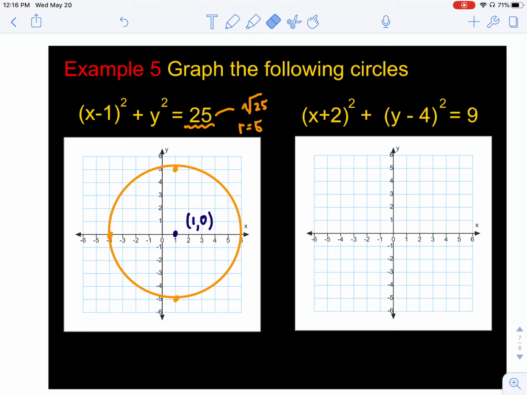All right, this next one has a center that's going to be at -2, +4. So -2, 4 is over here. Remember, they're opposites of what's in the equation. And then the radius is going to be 3.